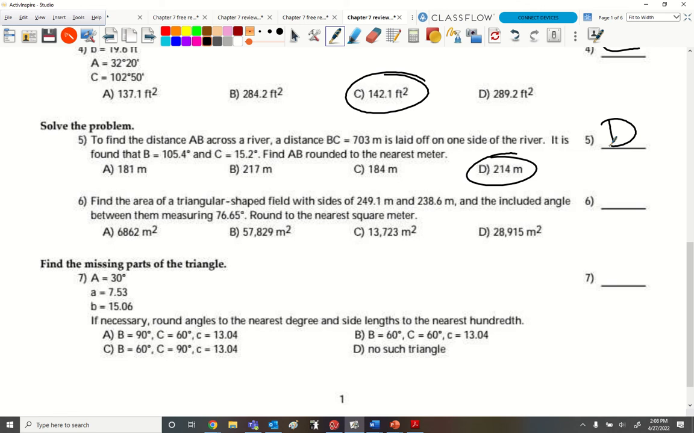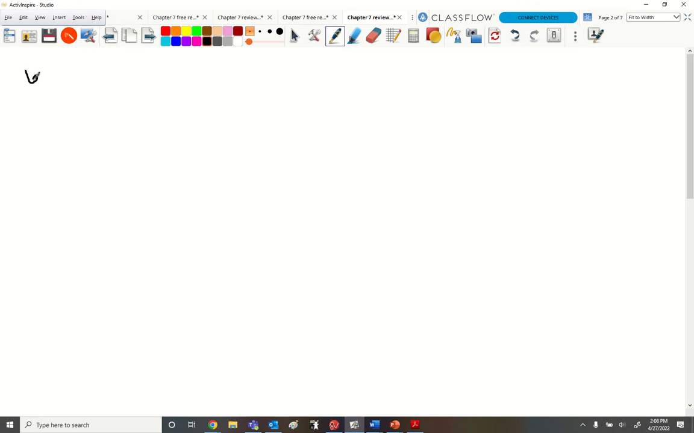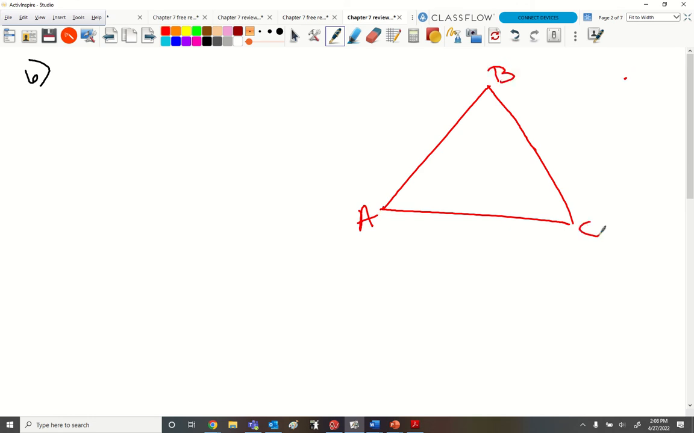All right, next one. Find the area. So this is another area one. So we need to go through and try to find the same thing on number 6. Oh, wait, this one didn't give these. So I will add these later.